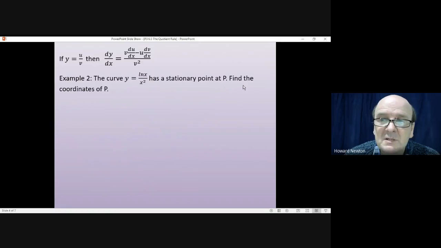When you've solved it, you will have found the coordinates of P. Okay, I'll let you have a go at doing this yourself. Pause the video and come back to me again when you're ready.